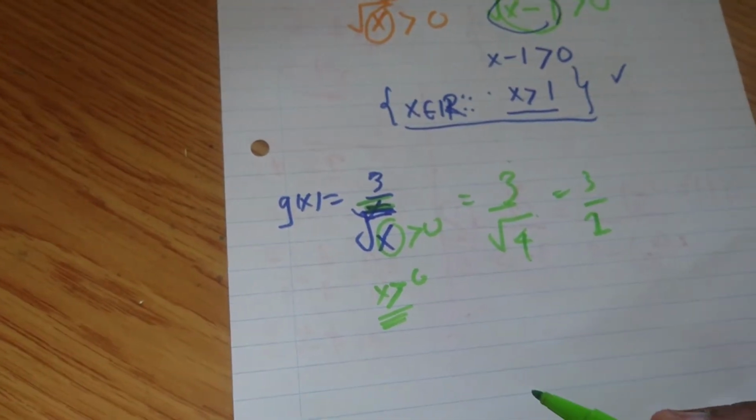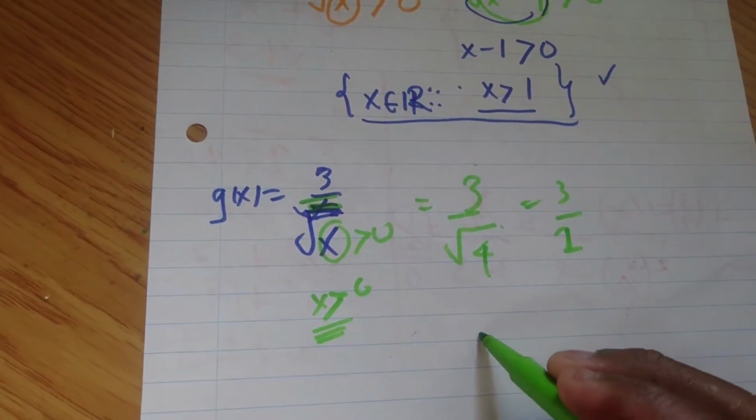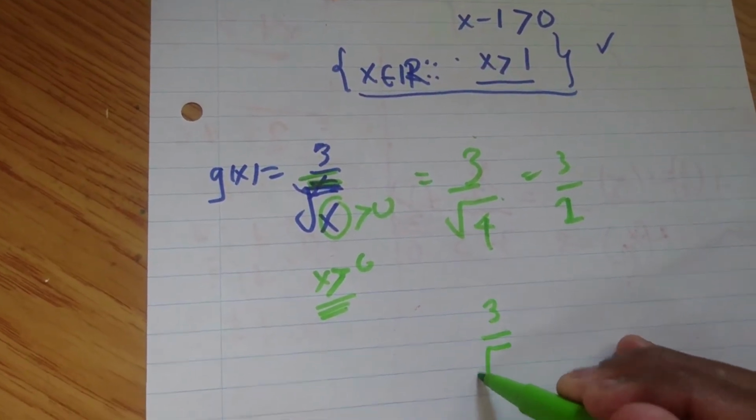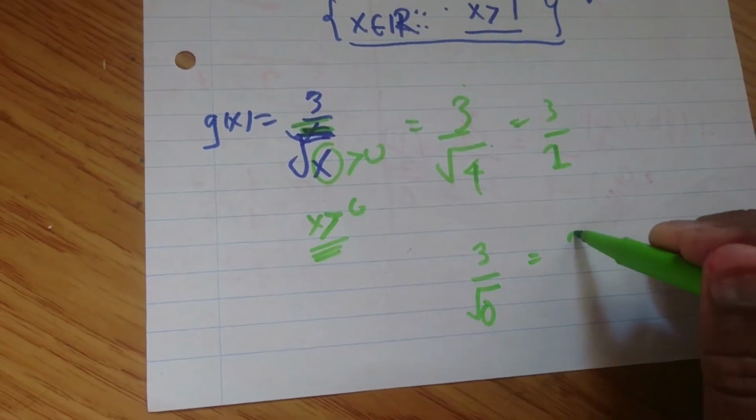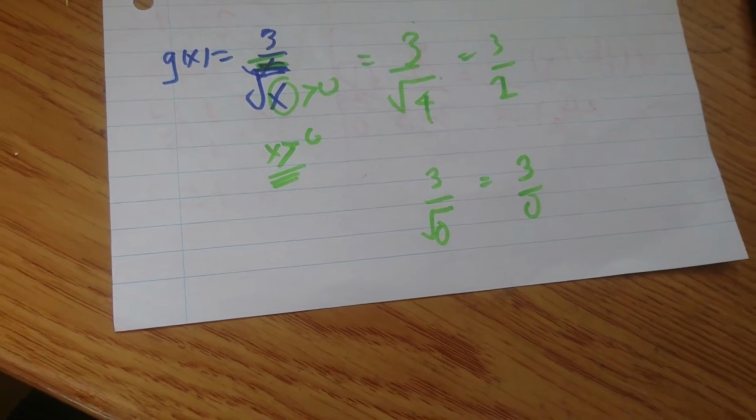Let's say it is equal to 0 exactly, which is not true, a contradiction of what I said. So it's going to be 3 over the square root of 0. And then what happens? It's going to be 3 over 0. See, this is undefined, which is not going to work. You know what I'm saying?